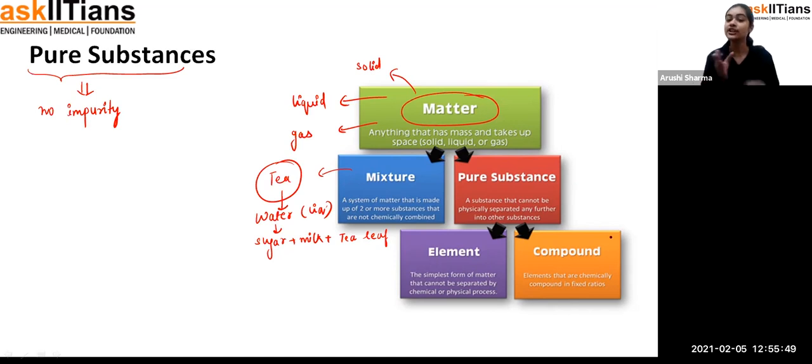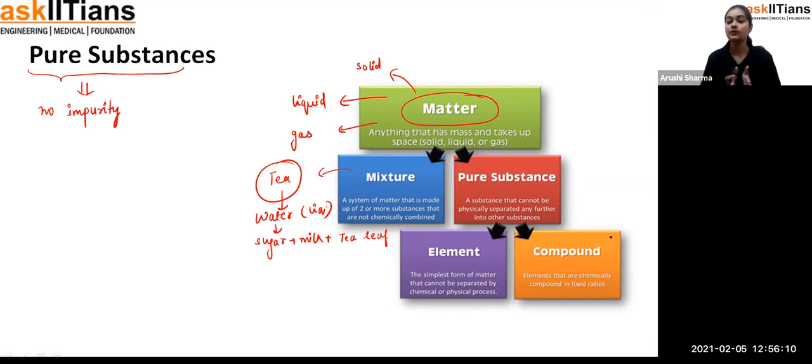So that's how, students, you are able to separate out the substances. That's why we are calling it a mixture. A mixture is something in which you are able to separate out the substances which are mixed together, but pure substances are those in which there is no such mixture, no other substances present.